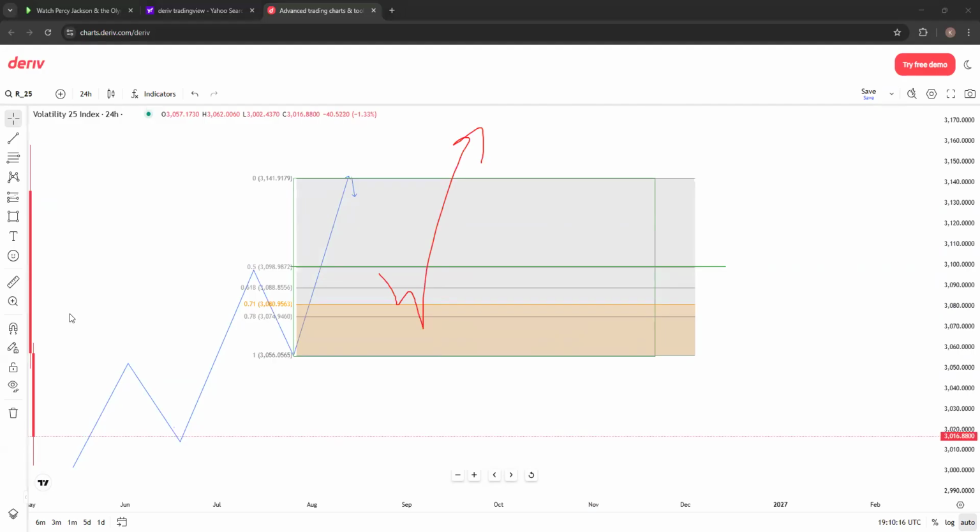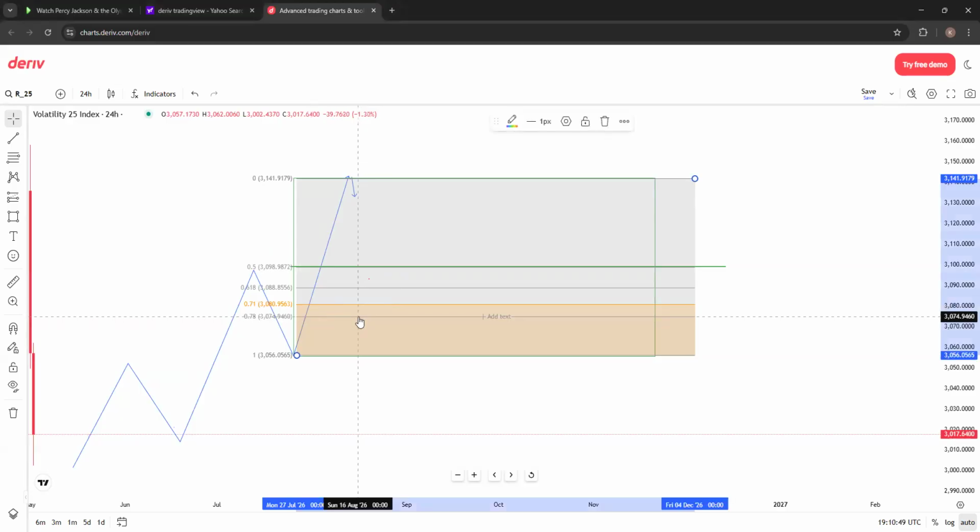So as we get deeper with the fib, I would like to let you know that as much as we can get reactions on the 50 or on the 0.5, I prefer entries that come on the 0.618 and the 0.71. Now, some people have a 0.78 level. And I think you can see on my charts, I have a 0.78.